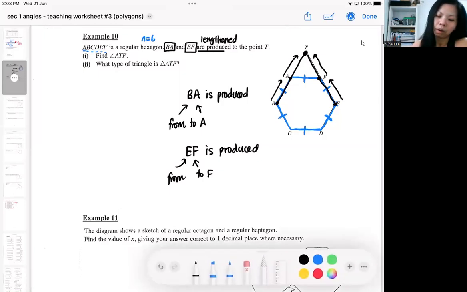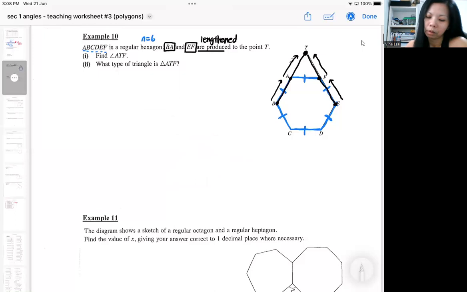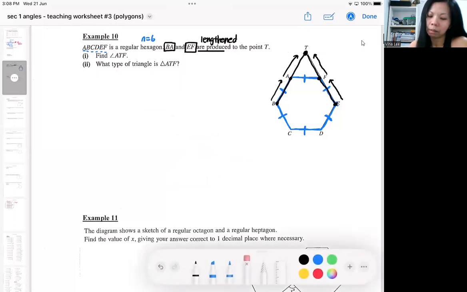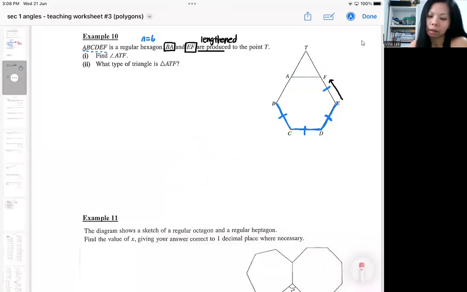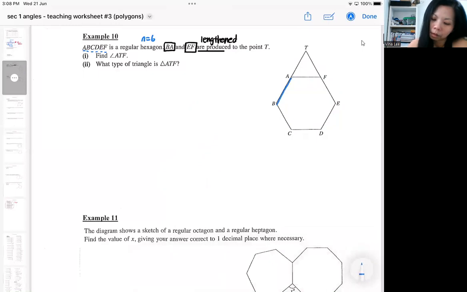So you got to understand the question first before you can do any answering. Make sure you are able to understand the produce thing, and make sure you are able to see the hexagon. After you digest where is the hexagon and what we mean by the length is produced until T, the question is asking you for angle ATF.